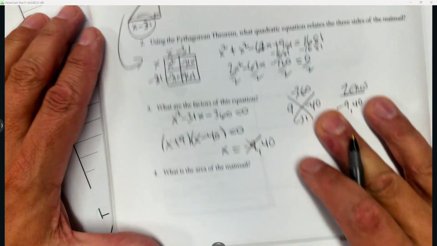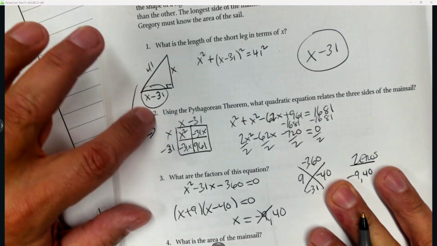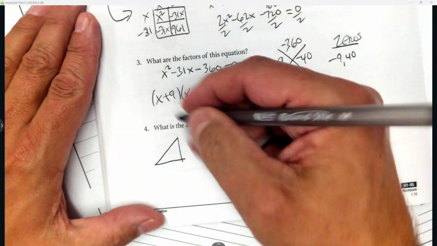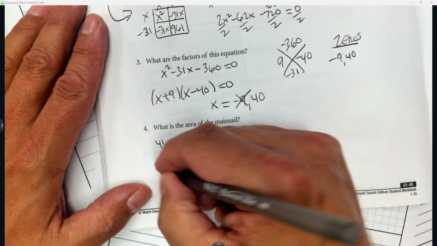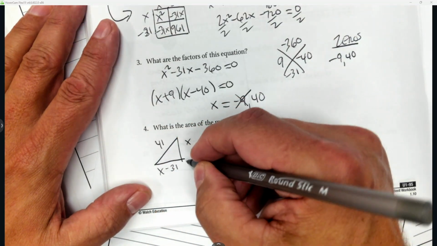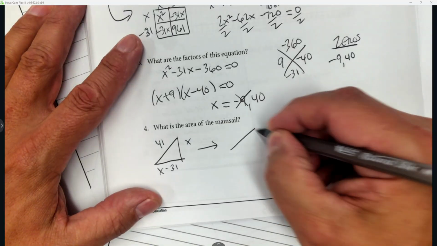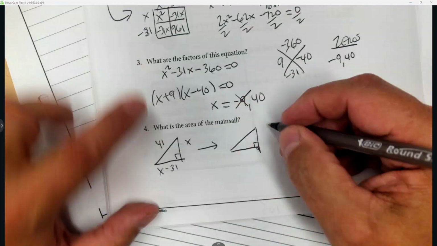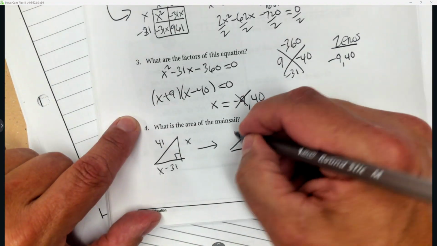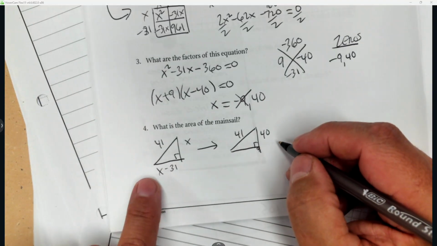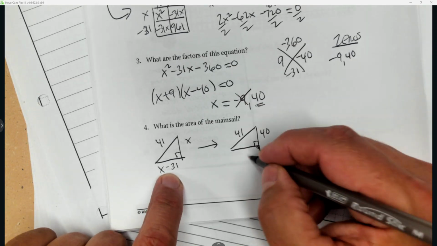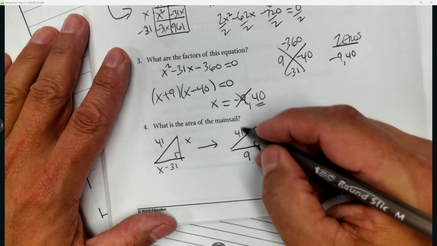So I'm going to come back. I'm going to draw this triangle again. So I'm going to take this triangle and I'm going to plug in 40. So I have this triangle. I'll redraw it here. 41, x, x minus 31. So now that I know what x equals, so I know x is 40. I know the long side's 41. And then 40 take away 31 is 9. So now I have all the lengths.